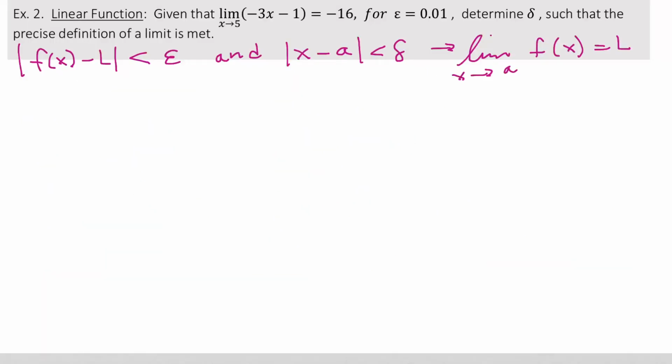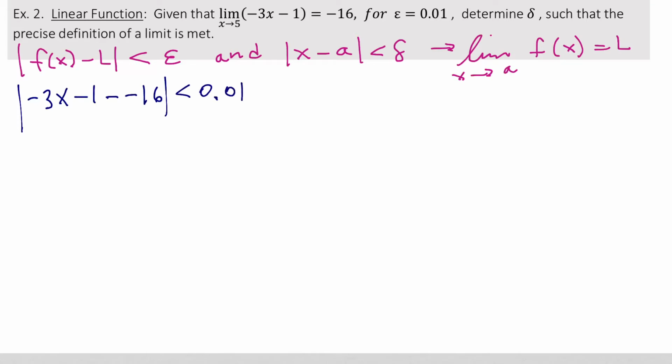All right, in our second problem, we're going to do another linear function. So I wrote down the precise definition of the limit. And this statement is pretty much the same as in the prior example. We're just going to do another one like that. So I'm going to start on the left-hand side. I'm going to plug in f of x, which is negative 3x minus 1, minus L, which is negative 16. And that's less than epsilon, which is 0.01.